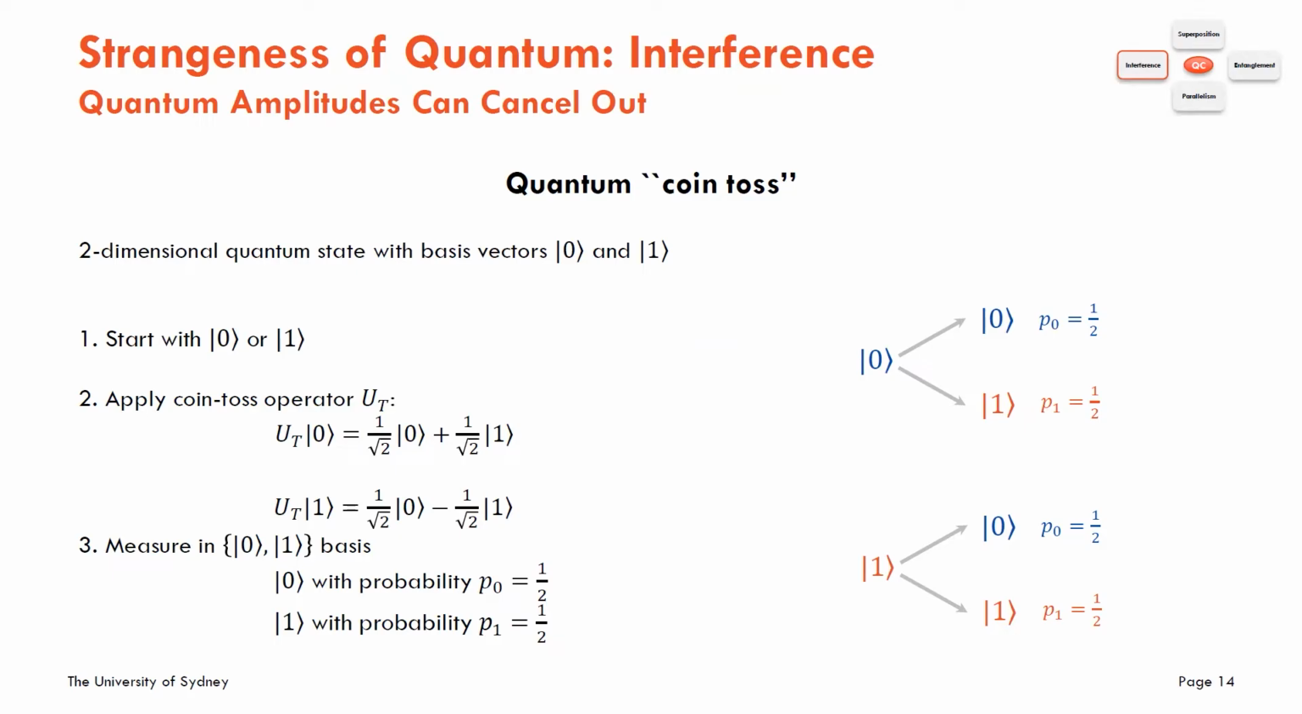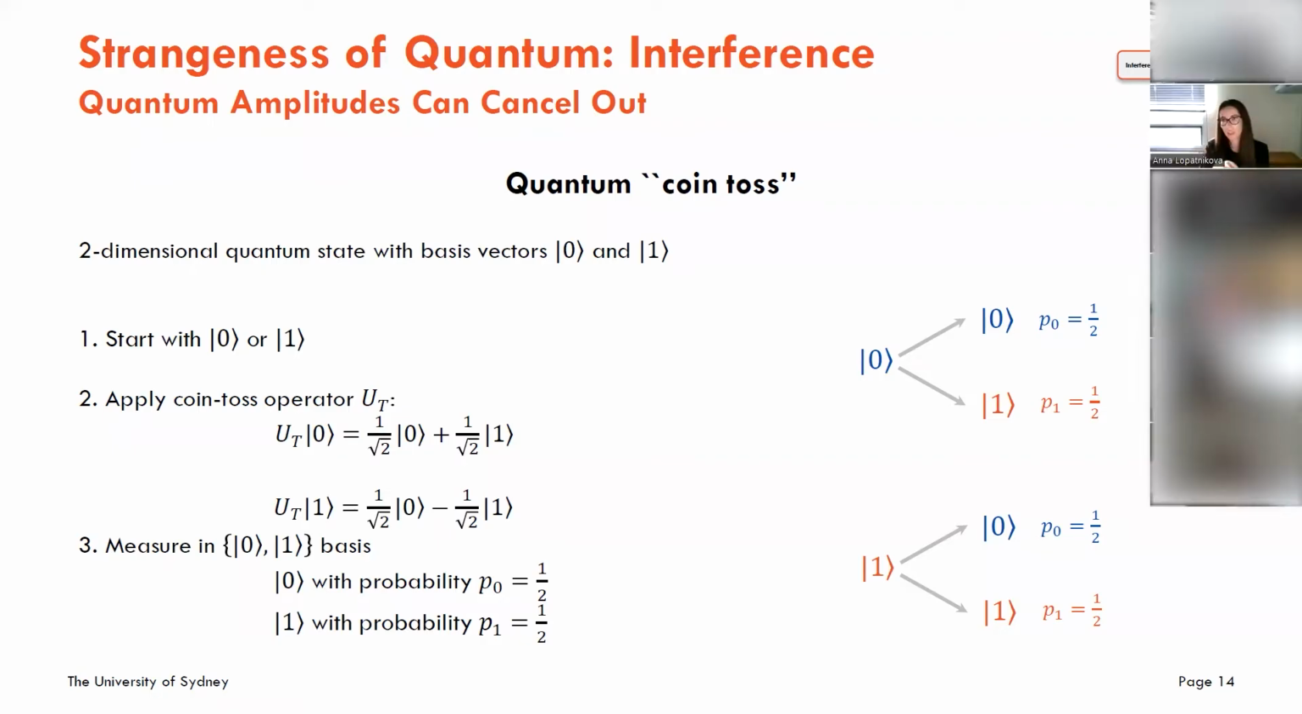In a quantum coin toss, we take a qubit, a two-dimensional quantum state with basis vectors 0 and 1, initialized to either 0 or 1, and then we flip it. But we have to use the rules of quantum mechanics to flip it. We have to use a linear unitary transformation.